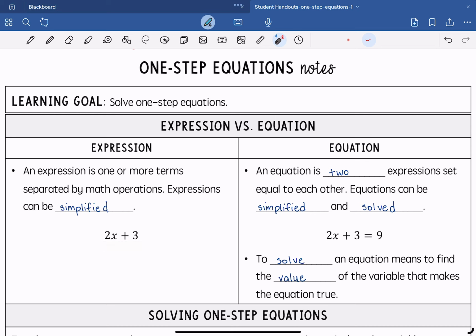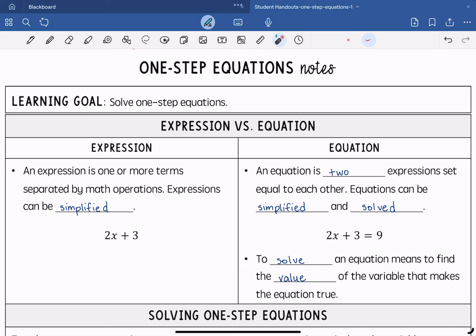An equation is two expressions, and that's the key. There are two expressions set equal to each other. Equations can be simplified and solved. The main difference between an expression and an equation is that an equation can also be solved, and there is an equal sign between two expressions, expression 1 and expression 2.